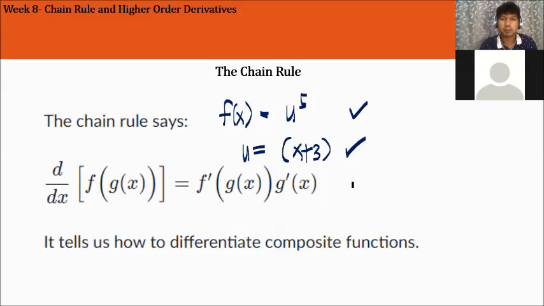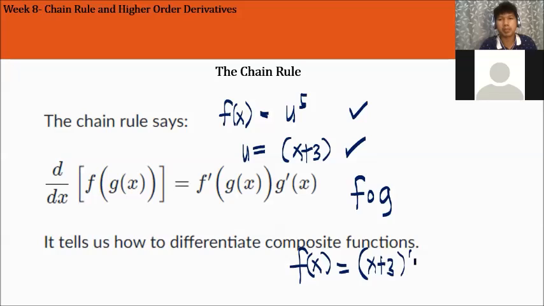So we denote this as f circle g as the composite function. But you can see that u is just equal to x plus 3, so you can just substitute there. So f of x is effectively equal to x plus 3 raised to 5, something like that. So it's just a complicated way of expressing a function, but essentially it's just something like this. Okay.